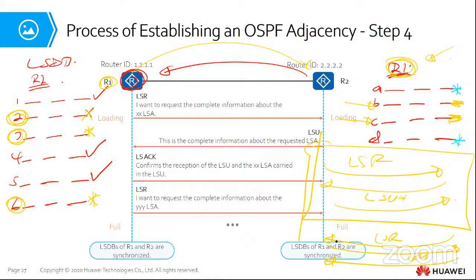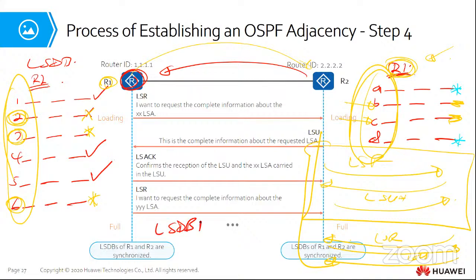This process continues until the entire links of router 2 are known to router 1, and the entire links of router 1 are known to router 2. At that stage, ladies and gentlemen, the link state database of router 1 is exactly the same as the link state database of router 2. And once that is done, we go to the final step 5 of calculating our routing table, or our routes, independently. Is that clear?